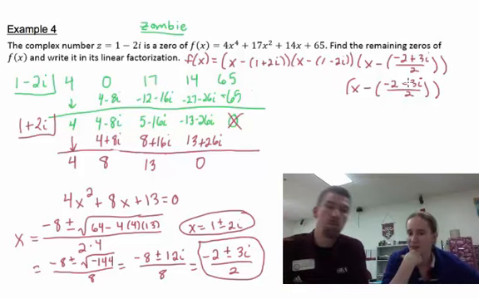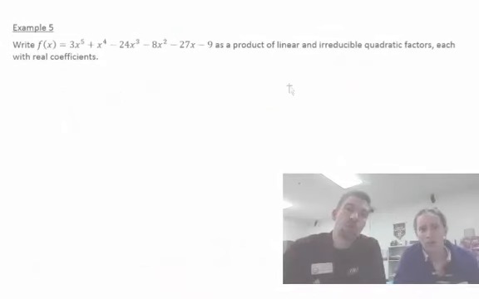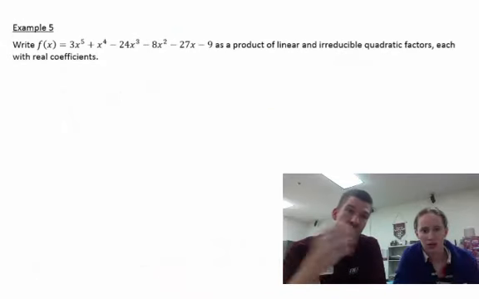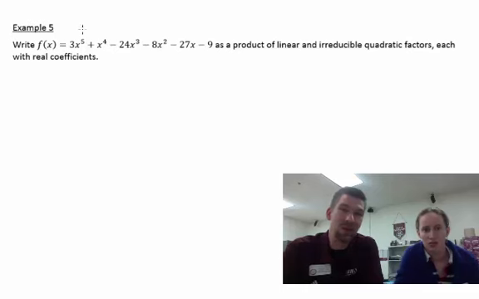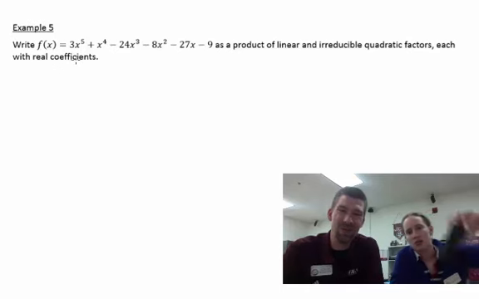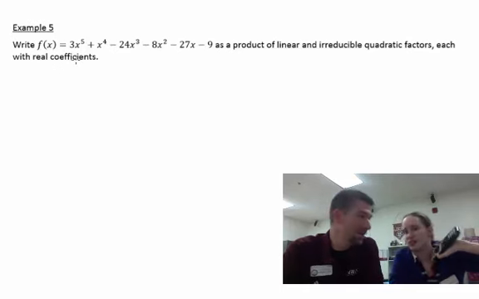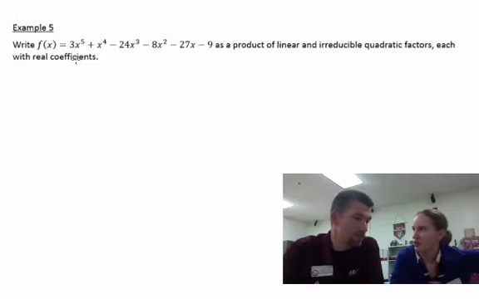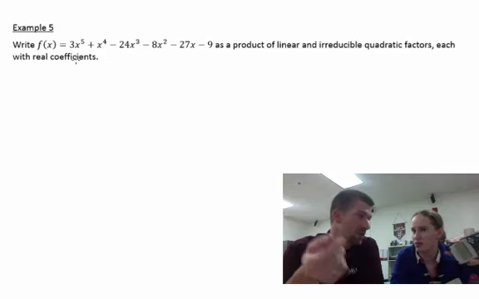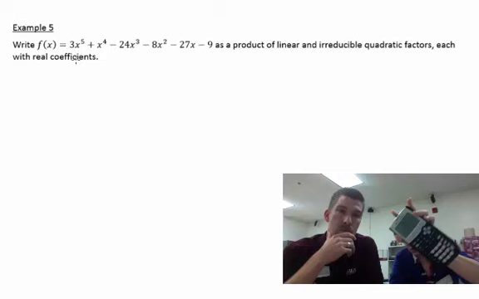So we're going to look at writing this big old fancy thing out with linear and irreducible quadratic factors. And irreducible what? That means you can't reduce it into linear factors. Just like on the previous problem where we had to use the quadratic formula and it didn't work out so perfect. Right. So I graphed it on the calculator.